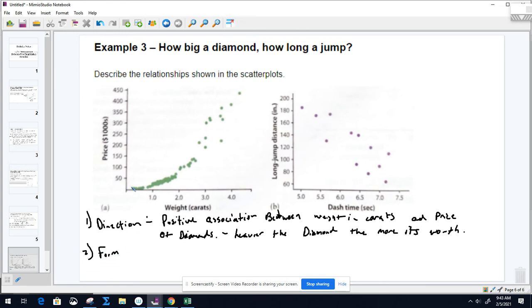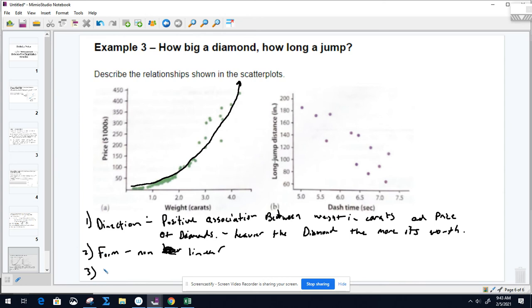So this form right here, if I were to draw a form through this, I would say that it is not linear. That does not form a line, so we would say nonlinear. So the form there is nonlinear. There's a curved nonlinear pattern, so you could say it's curved.